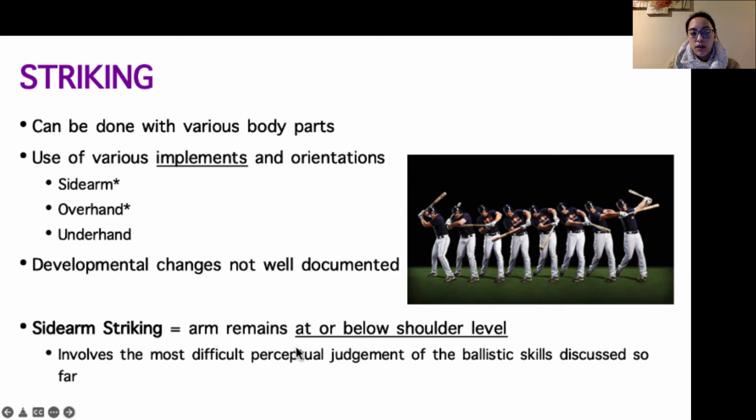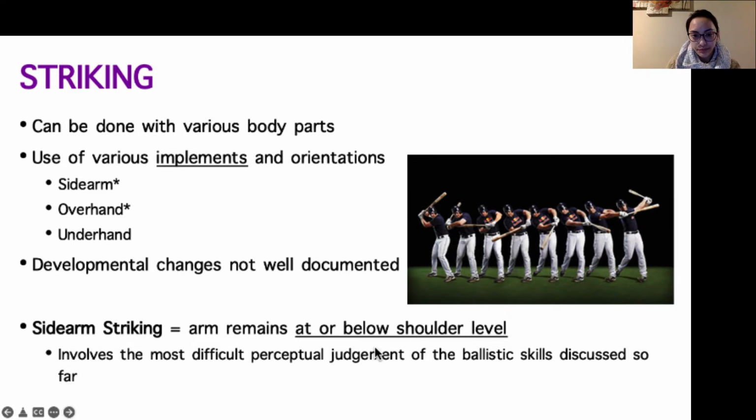So to start us off, we'll go through developmental changes in sidearm striking first, and then we'll go through overhand or overarm striking. Sidearm striking is defined as striking in which the arm, specifically for our class, the arm or limb remains at or below shoulder level, and this involves the most perceptual judgment based on ballistic skills that we've discussed so far in this lecture series.